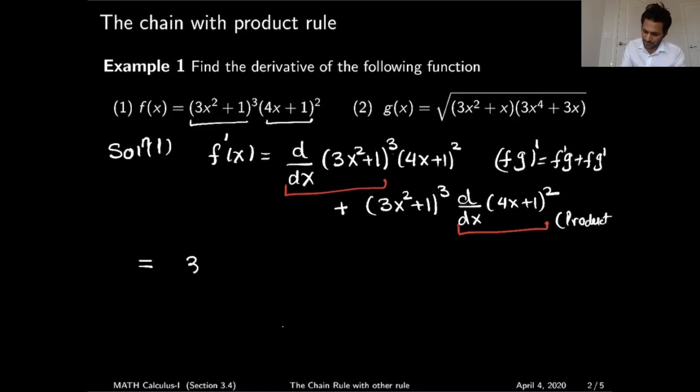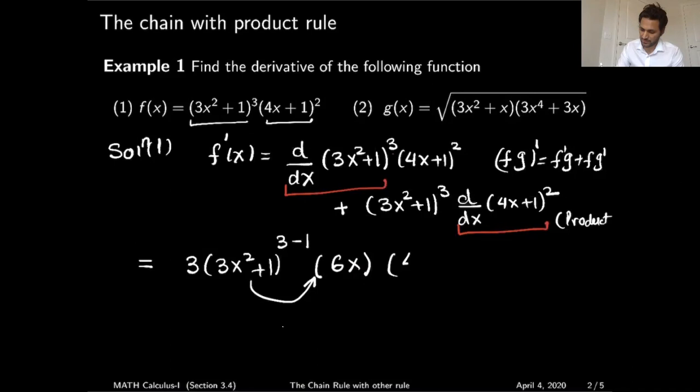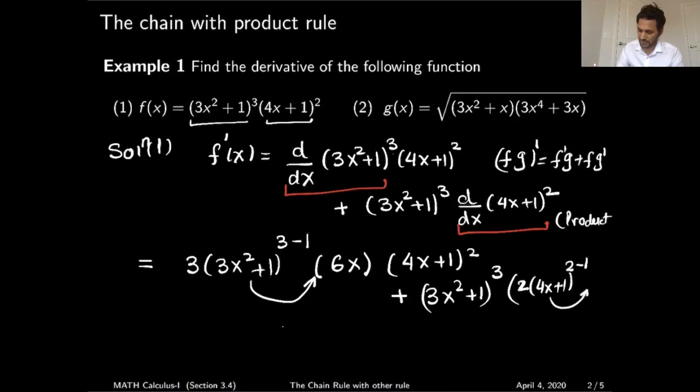According to the chain rule, it's going to be 3 times (3x squared plus 1) to the power 3 minus 1. You take 1 from the power, and then you multiply by the derivative of the inside term, which is 6x plus 0. I will not write the 0. Then (4x plus 1) squared, and then plus (3x squared plus 1) to the power 3. And then we will use the chain rule here also. The 2 is going to drop, and then it's going to be (4x plus 1) to the power 2 minus 1, times the derivative of the inside, which is 4.